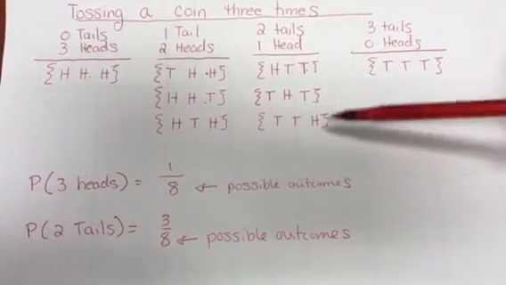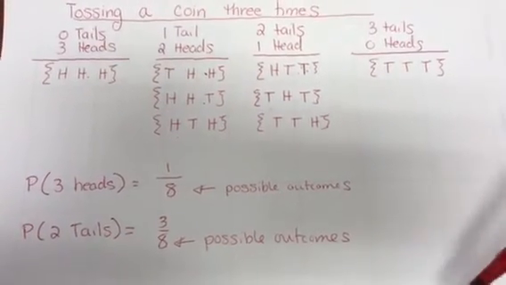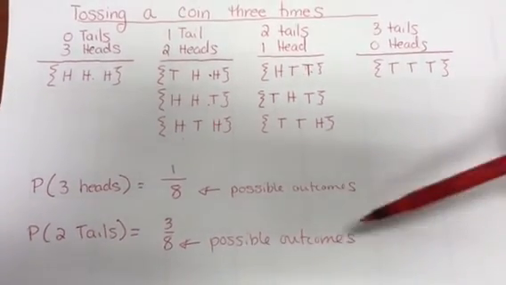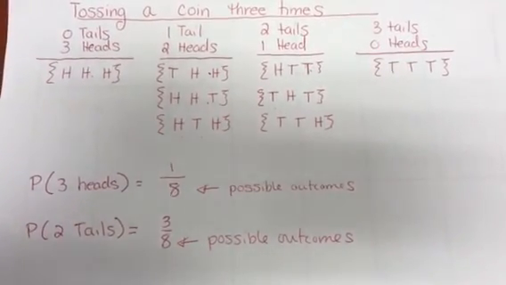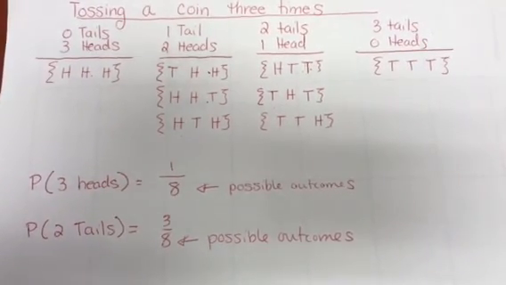So once you figure out what your sample space is and how many possible outcomes you have, it makes it a lot easier to figure out what the probabilities are. Now you can figure out all the possible outcomes from a counting tree too. So if you make your counting tree, you can count up all the possible outcomes.